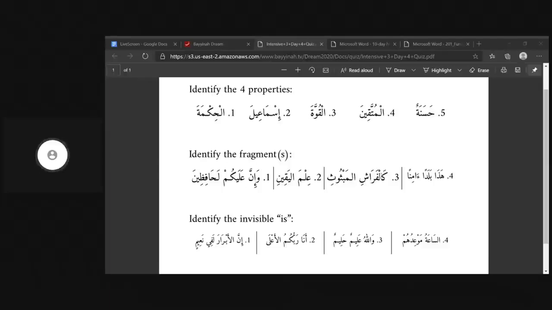Number 4 is a sentence, yes. هذا بلد آمنا. This is a safe country, safe land.